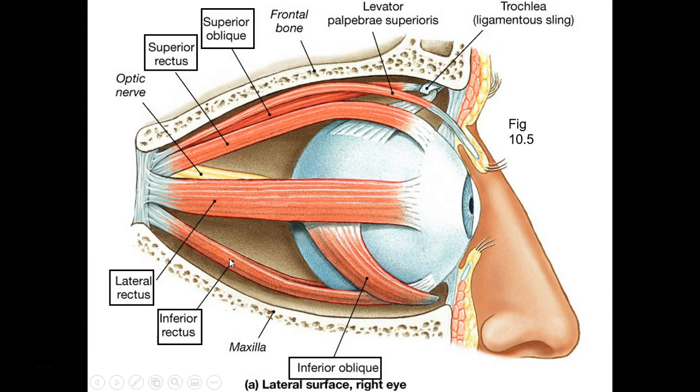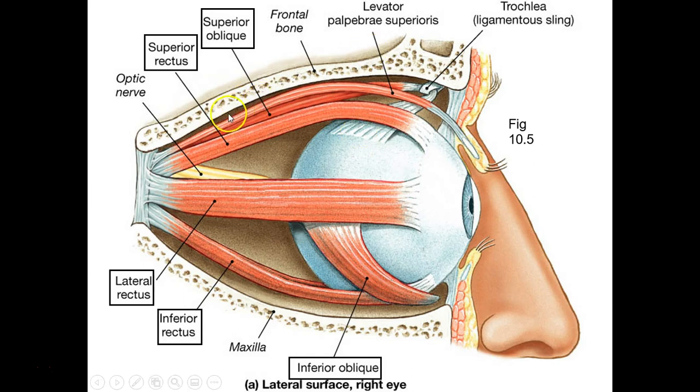What does rectus mean? It just means straight, right? So those are going straight back. Okay, and the motions are very straightforward on these. Superior rectus makes you look up. The lateral rectus makes you look to the outside. Inferior rectus makes you look down, and the medial rectus makes you look towards the midline, right? So the actions are just so straightforward.